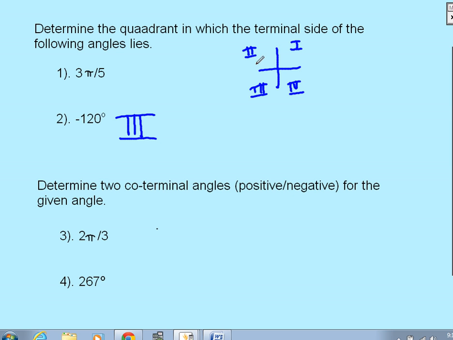This is pi over 2. This is the full pi. 3 pi over 5 is somewhere between a half and a whole pi. That's why this is in quadrant 2.